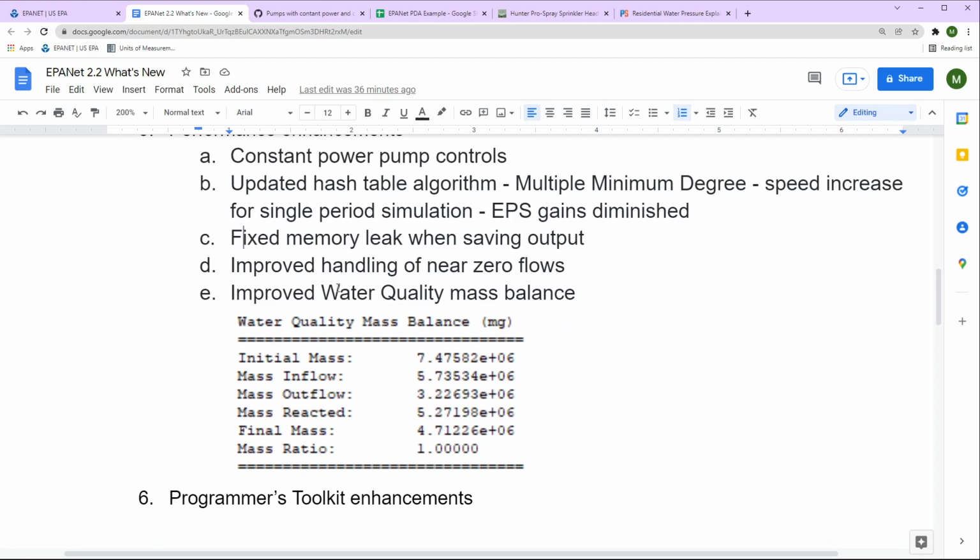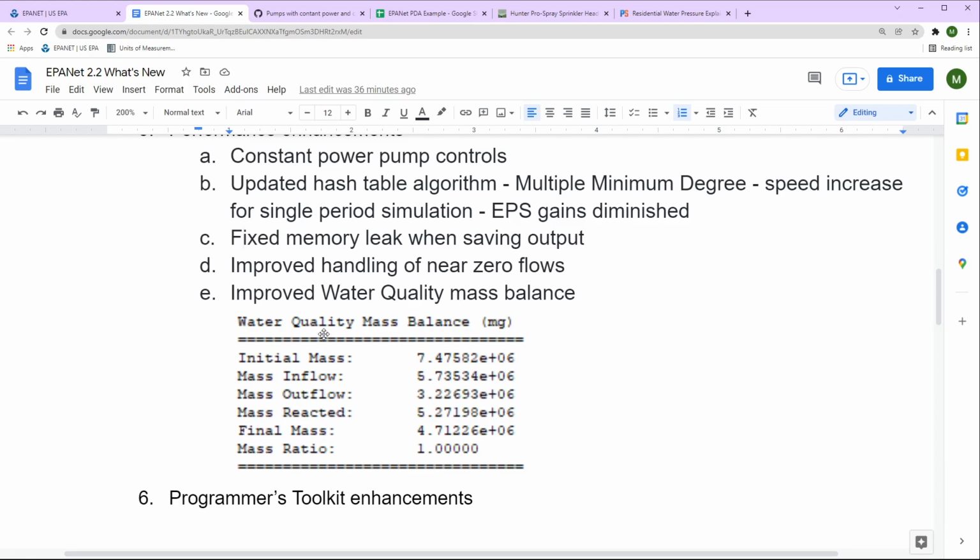Also improved handling of near zero flows. If you've ever been using EPANet and the flow should be zero, yet when you graph it over an extended period, it shows the graph bounce. I don't have one of those open right now, but it shows the graph bouncing around when it should be more smooth. I think that's more of an annoyance than anything, but that's kind of cool that they worked on that too.